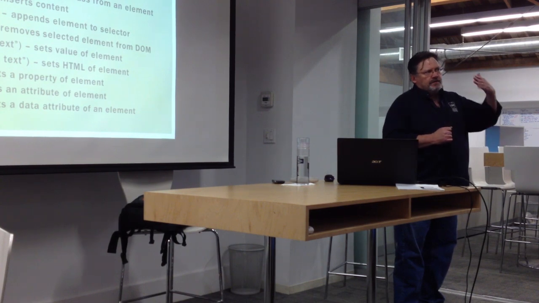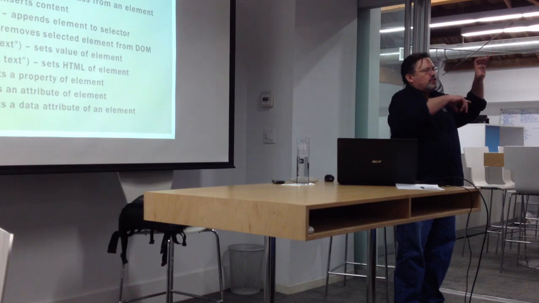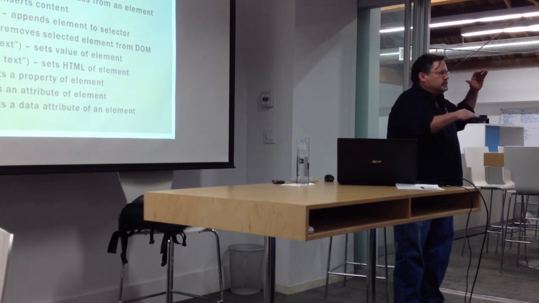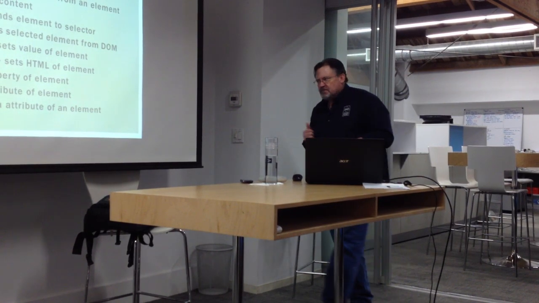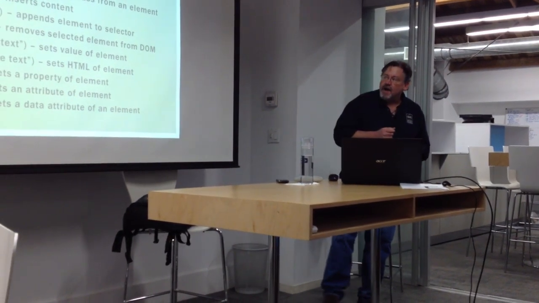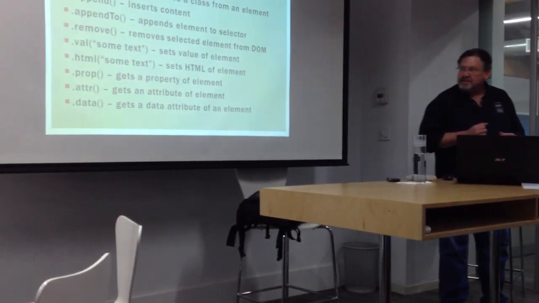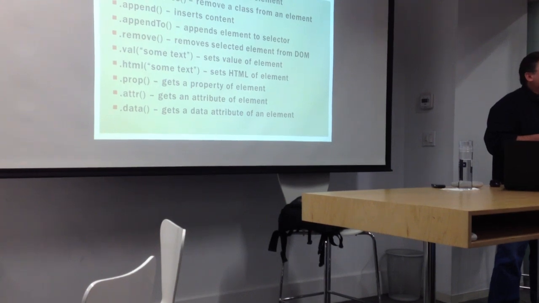So say you have a div that has some stuff up here, you select that div, and then you want to create a new div just below it. You can append to. You can take stuff out of the DOM with remove. .val and .html get and set the value and the HTML of the selected element.